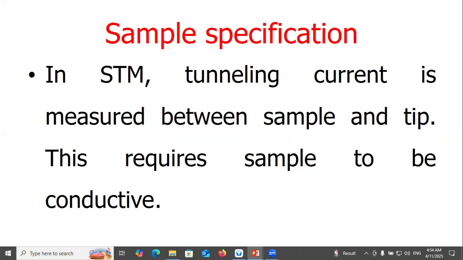Sample specification. In a scanning tunneling microscope, tunneling current is measured between sample and the tip. This requires the sample to be conductive.